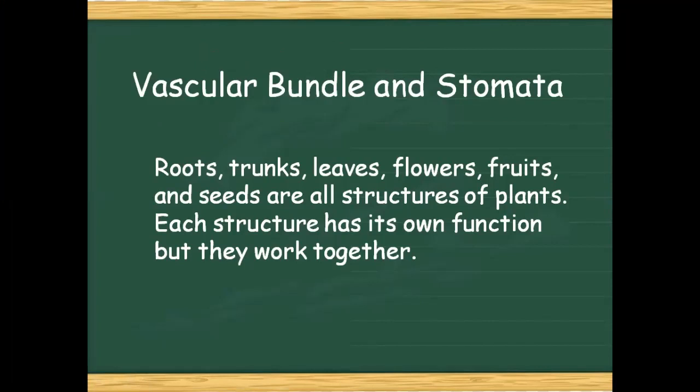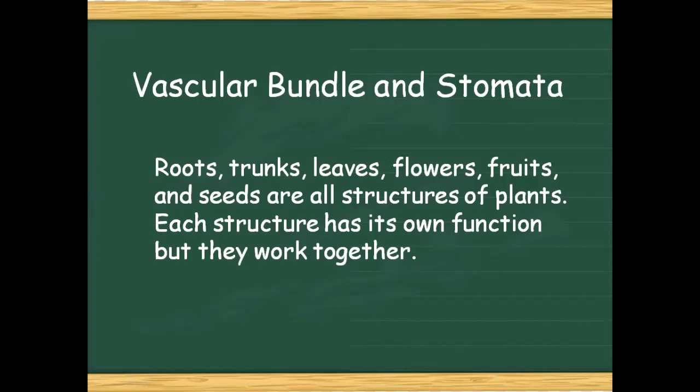Now, roots, trunks, leaves, flowers, fruits, and seeds are all structures of plants. And this means that we need all of these parts to make a plant. And each part or each structure has its own function, the thing that it does.